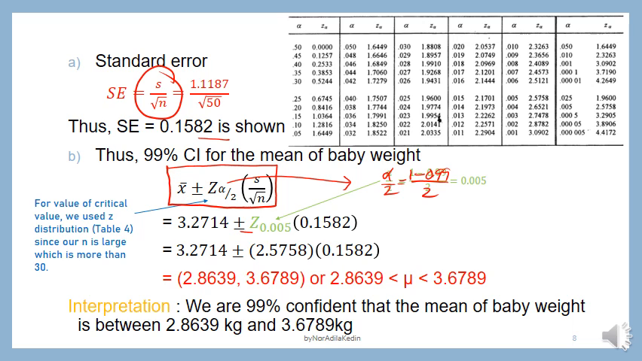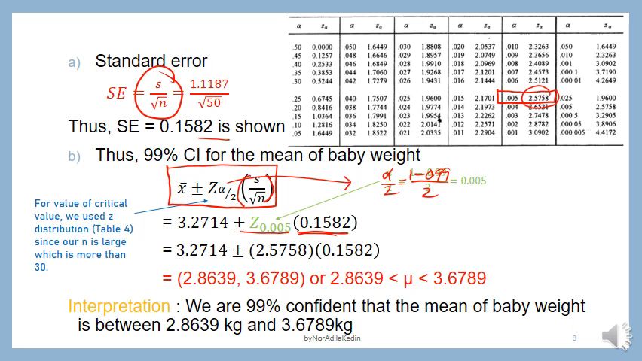So how do we look up Z 0.005? You go to the standard normal table, go to alpha 0.005. So alpha 0.005 is here. So the critical value is 2.5758. Substitute into the equation. For the standard error, S over root N, you can directly take the standard error from the SPSS output. No need to calculate again.